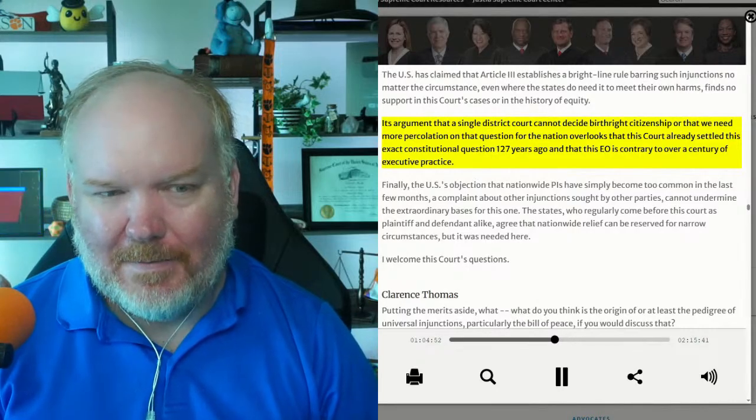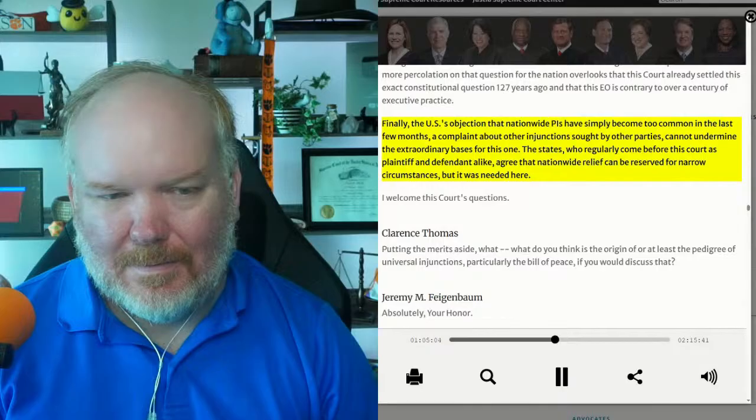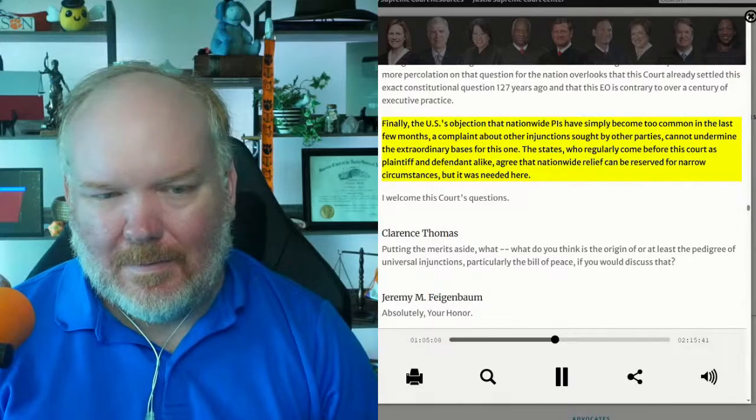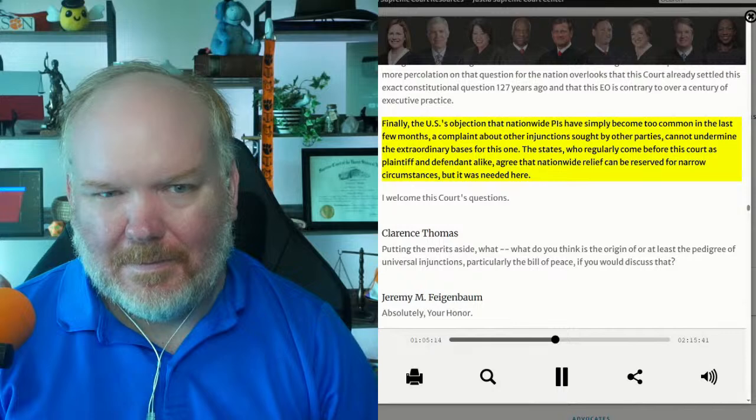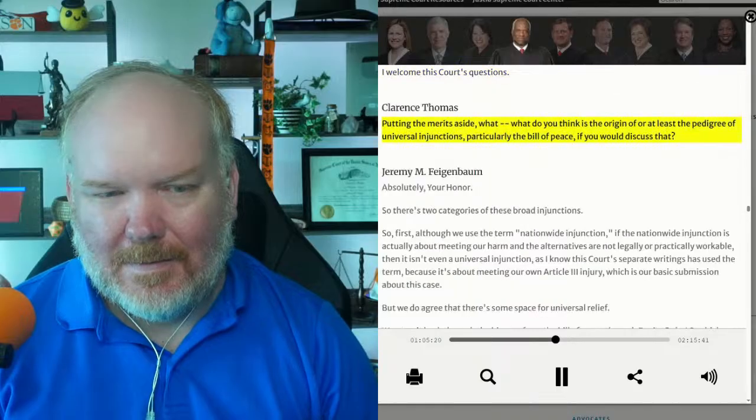And that this EO is contrary to over a century of executive practice. Finally, the U.S.'s objection that nationwide PIs have simply become too common in the last few months, a complaint about other injunctions sought by other parties, cannot undermine the extraordinary bases for this one. The states, who regularly come before this Court as plaintiff and defendant alike, agree that nationwide relief can be reserved for narrow circumstances, but it was needed here. I welcome this Court's questions.